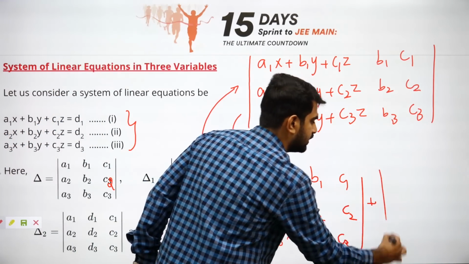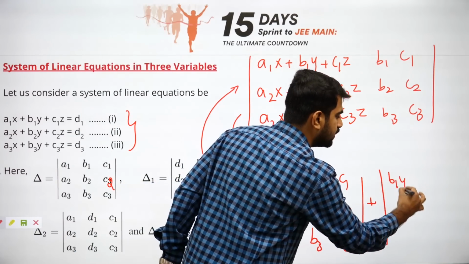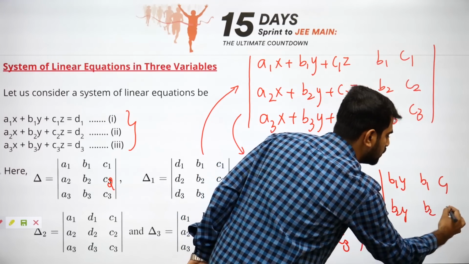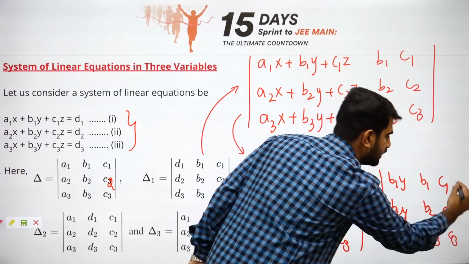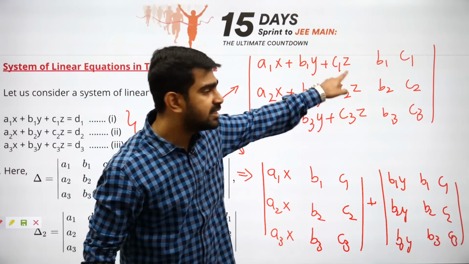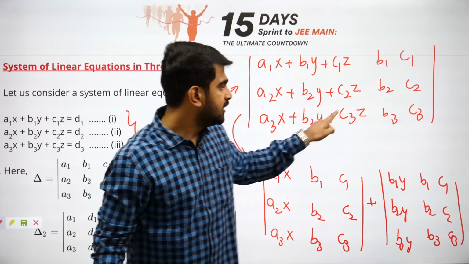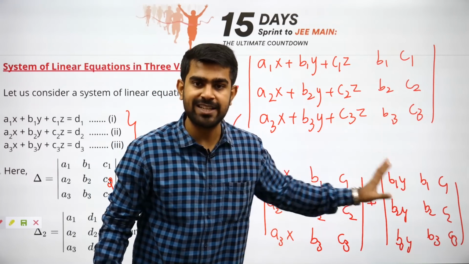Plus what do I have? I will have b1y, b1c1, b2y, b2c2, b3y, b3c3. Is that correct? I will have one more: plus c1z, b1c1, c2z, b2c2, c3z, b3c3. That is also there. I don't have space, that's why I didn't write it.